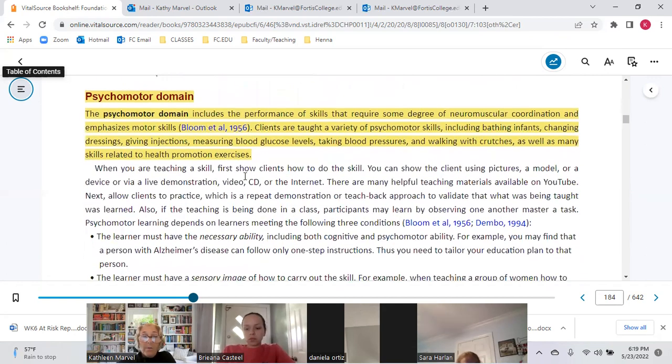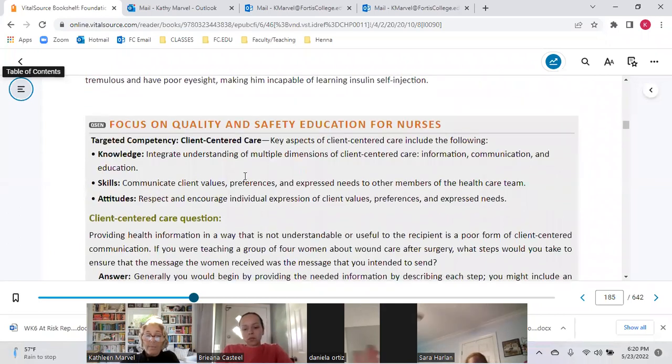And then psychomotor, that is the doing. The psychomotor domain includes the performance of skills that require some degree of neuromuscular coordination, essentially your teach back method. You teach clients a variety of psychomotor skills, maybe including bathing infants, changing dressings, giving injections, right? And then you're going to want them to teach that back to you. So the psychomotor is actually doing skills.